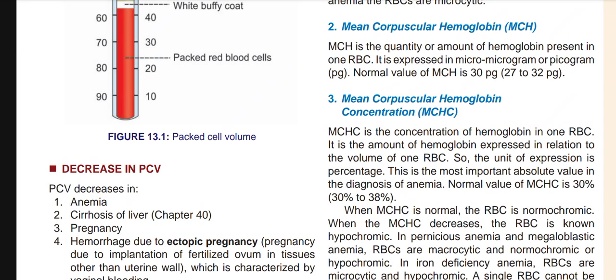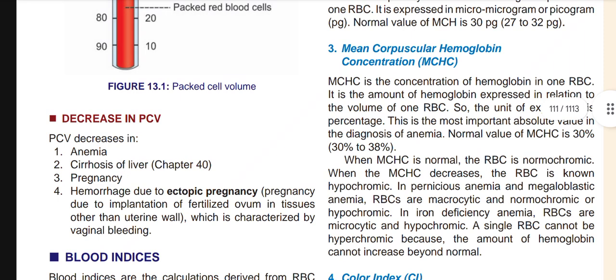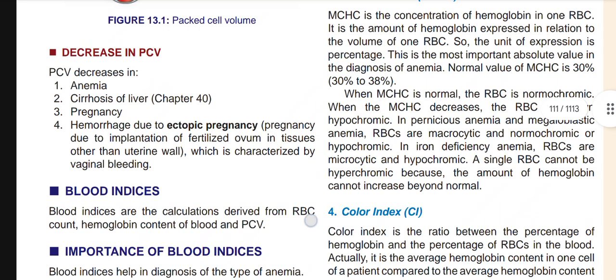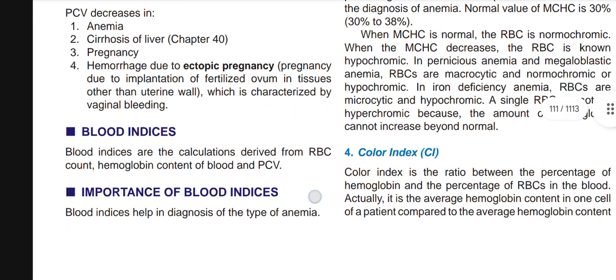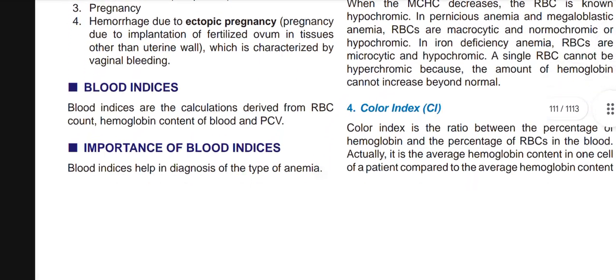liver cirrhosis, pregnancy, and hemorrhage due to ectopic pregnancy, which is pregnancy due to implantation of the fertilized ovum in tissues other than the uterine wall, characterized by vaginal bleeding. Now blood indices. Blood indices are the calculations derived from RBC count, hemoglobin content of blood, and PCV. Now, importance of blood indices. Blood indices help in diagnosis of the type of anemia.